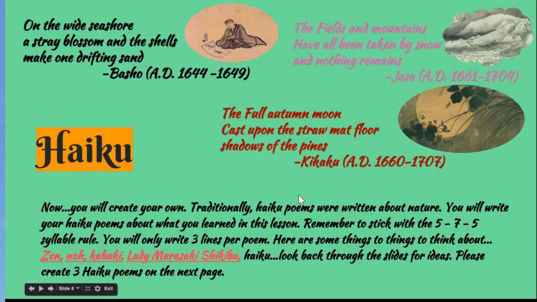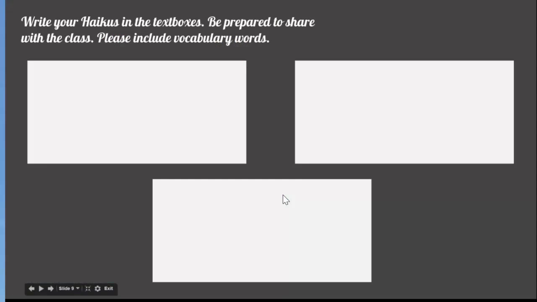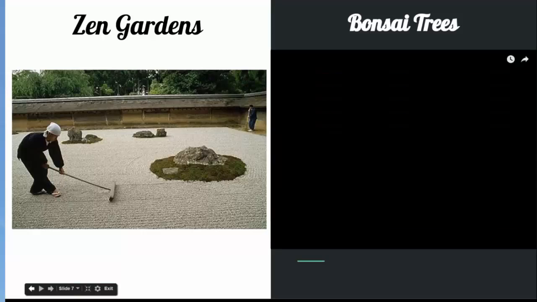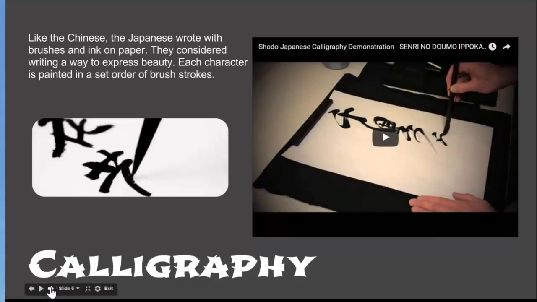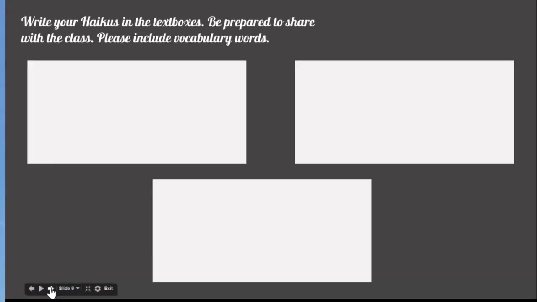So after they've gone through all of these things, I usually have a stopping point where we go check for understanding. And in this case, I had them write haikus about the previous slides. So I had them write 3 haikus that had to review what they just went over. Then I had them share those haikus with the people at their table and then pick the best of their 3 to share with the rest of class.